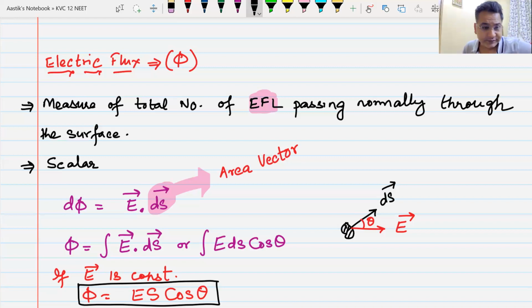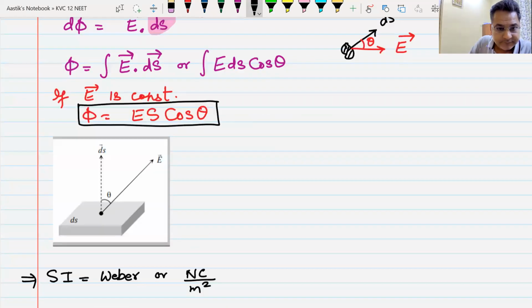Now, electric flux. You must remember its SI unit. You can call it Weber, or you can call it Newton meter square per Coulomb. Okay, Newton meter square per Coulomb. Remember the SI unit. Remember the Weber.